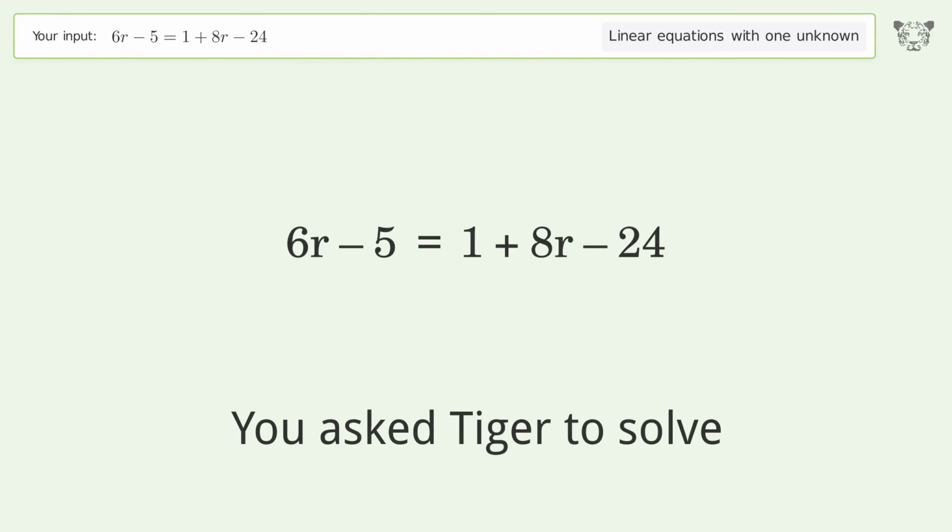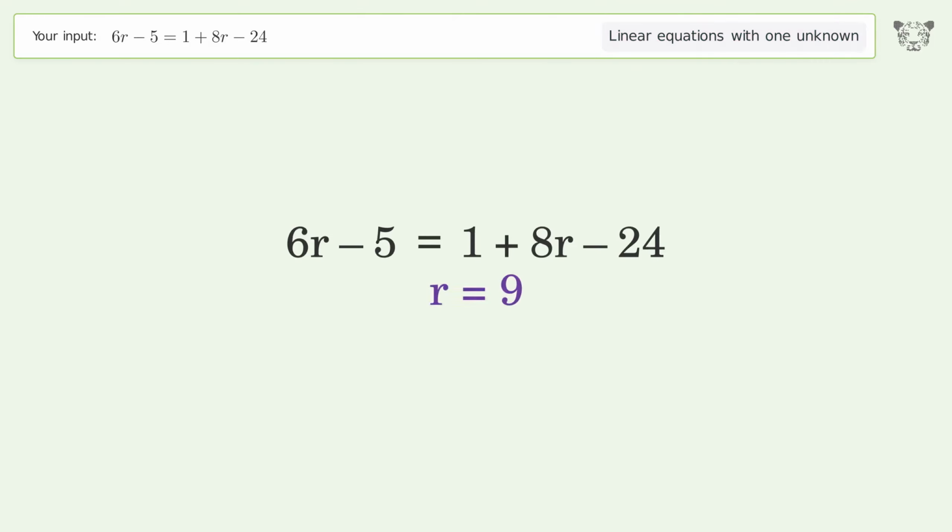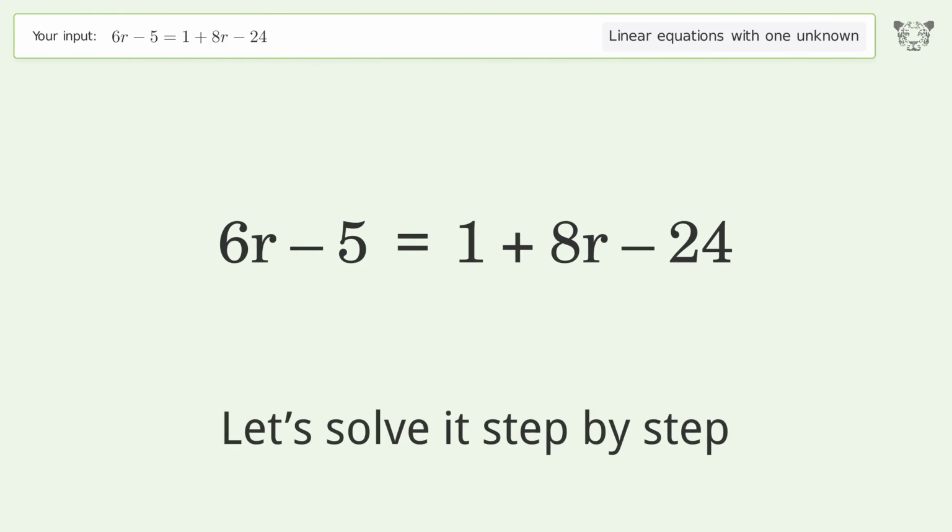You ask Tiger to solve. This deals with linear equations with one unknown. The final result is r equals 9. Let's solve it step by step.